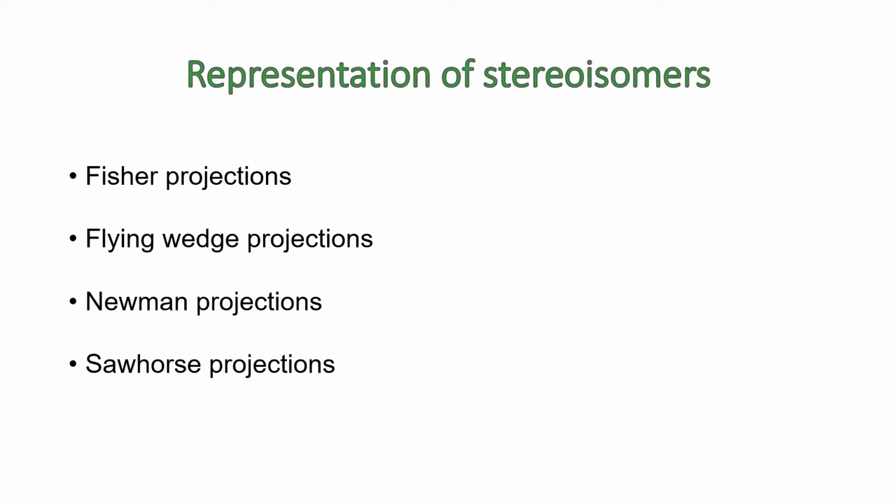As we had seen earlier, isomers are classified into structural isomers and stereoisomers. Stereoisomers have the same molecular formula, but they differ in the arrangement of their groups in three dimensions, that is within space. So there are a total of four types of representations which are generally used. Out of these, Fischer projections and flying wedge are generally used to depict optical isomers. Newman projections and Sawhorse projections are generally used to depict conformational isomers. So let's discuss them one by one.